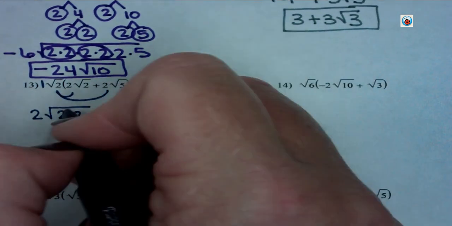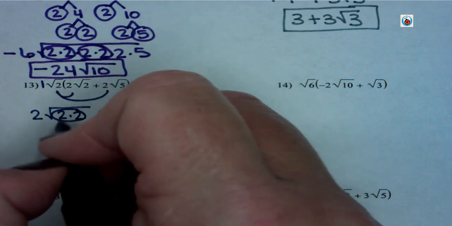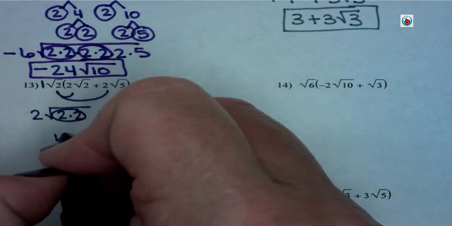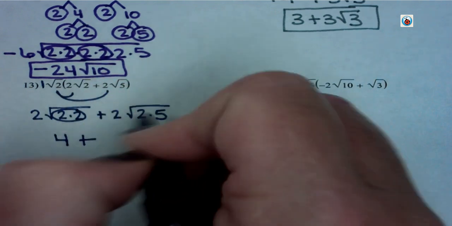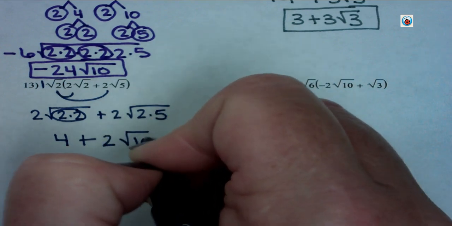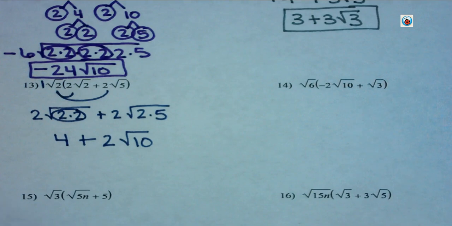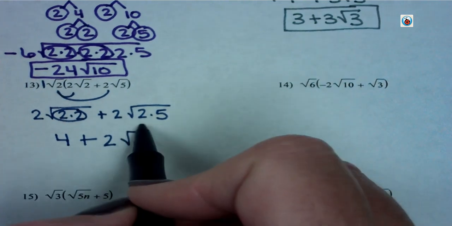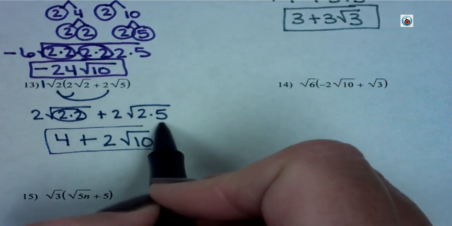Well, I already have my pair of 2's, so they come out. So 2 times 2 is 4. There's nothing that comes out here, so I'm just going to leave it as 2 square root of 10. I can't combine like terms because they're not like terms. So there's my final answer.